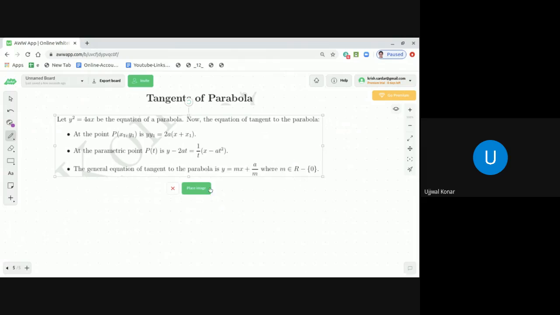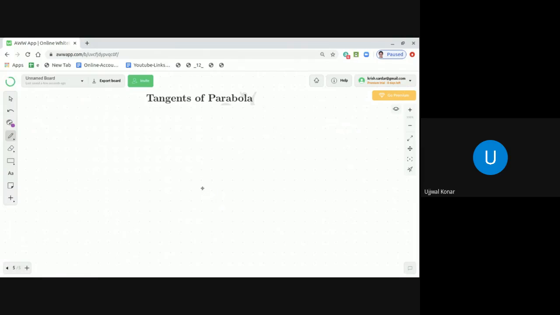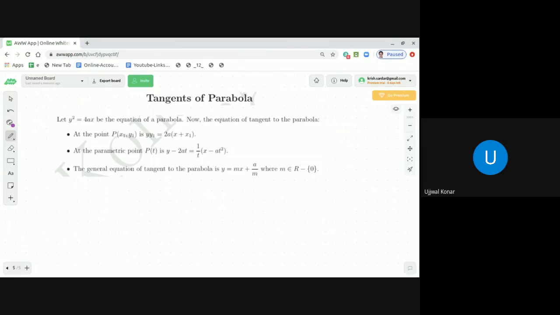As you see, dear students, the statement I took from the study material is: let y square equal to 4ax be the equation of a parabola. Now, the equation of the tangent to the parabola at any arbitrary point x1, y1 is y y1 equal to 2a into (x plus x1). So the first one is any arbitrary point x1, y1.